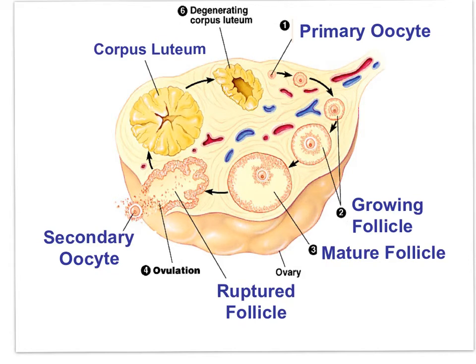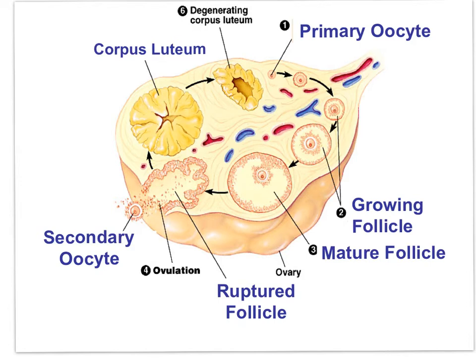FSH initiates the development of the primary follicle to the secondary follicle. The developing follicle secretes estrogen. Ovulation of the secondary oocyte can be seen here. Remember that the secondary oocyte has completed meiosis I, but not meiosis II, and the corpus luteum that remains within the ovary is an endocrine structure.